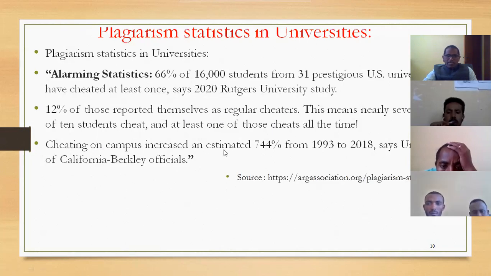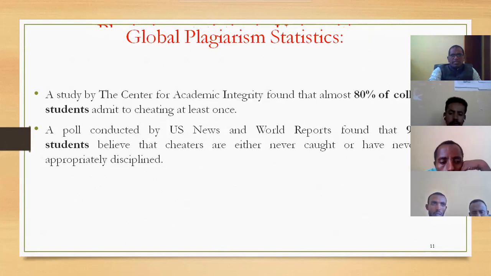Cheating on campus increased an estimated 744% from 1993 to 2018, say California Berkeley officials. They are showing that cheating has increased nearly 744% between 1993 and 2018. That is what they are saying.